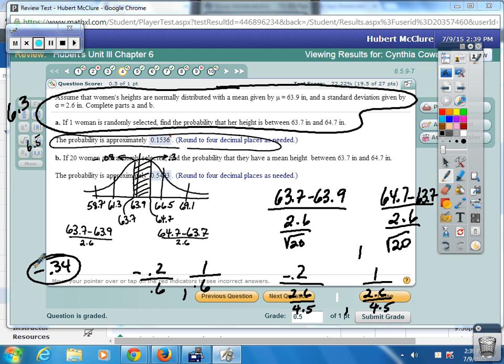You get 1.724. Now, take your inverse normal CDF and go from negative 0.34 to 1.72. And tell me what you get. You get 0.5934. Okay, well, we're off a little bit, but I'm not worried about it.